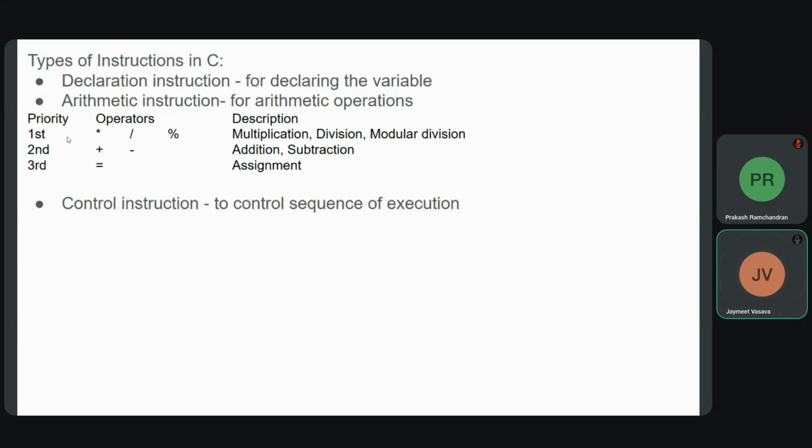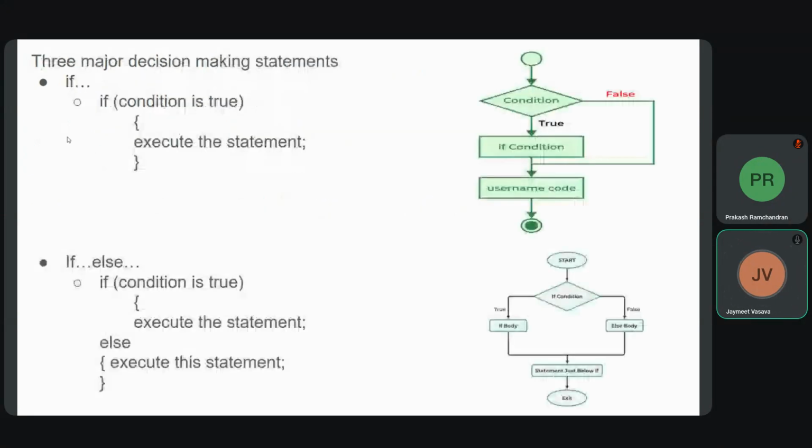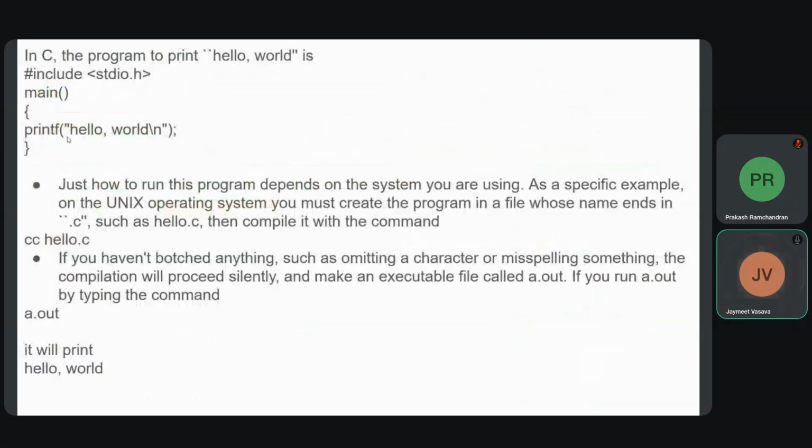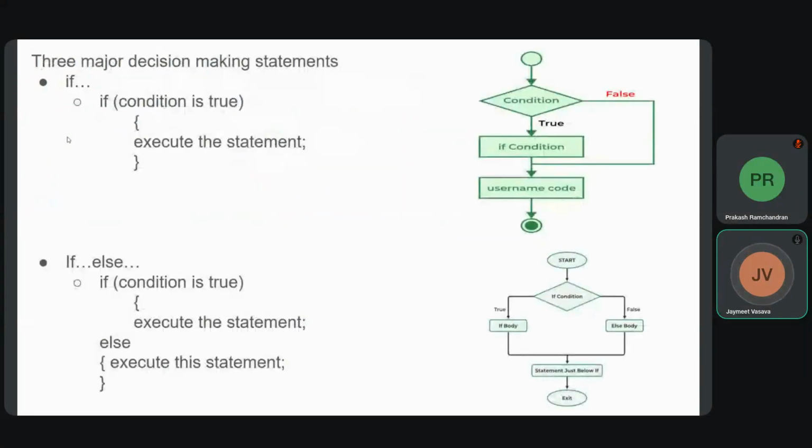Then there are control instructions to control the sequence of the execution. Now we will start with the if statements. As you can see, here we have printed the statement hello world. So what if we want to print the statement multiple times or automate something within the program? For that, different loops are used. So loops and statements are used. We are starting with these three major decision-making statements.